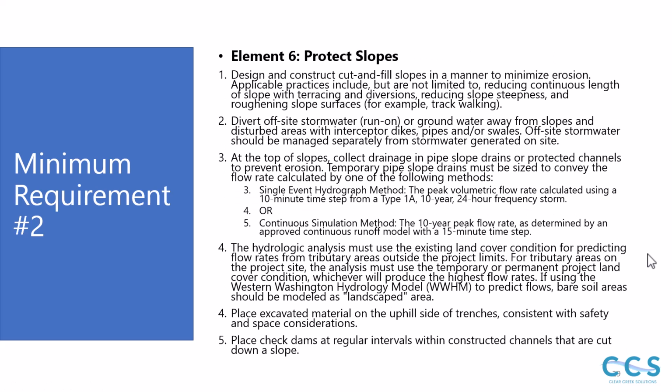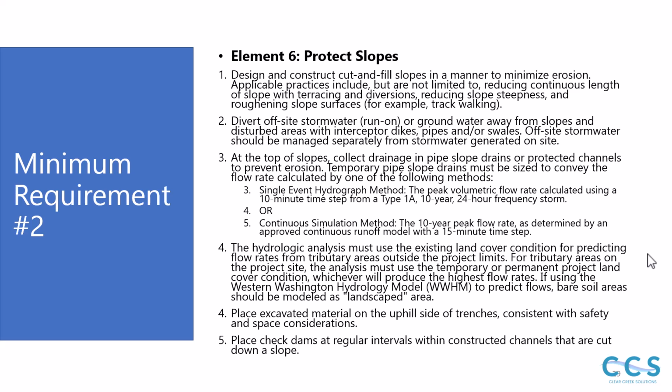Now we're on to element 6, which is protect the slopes. So design and construct cut and fill slopes in a manner to minimize erosion, divert off-site stormwater or groundwater away from the slopes, and at the top of slopes, collect drainage in pipe slope drains or protected channels to prevent erosion, using a single hydrograph method, or preferably a continuous simulation method.